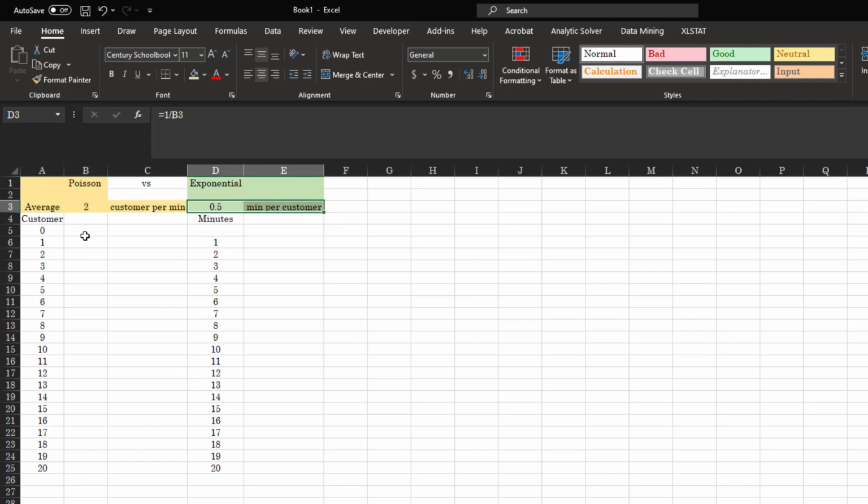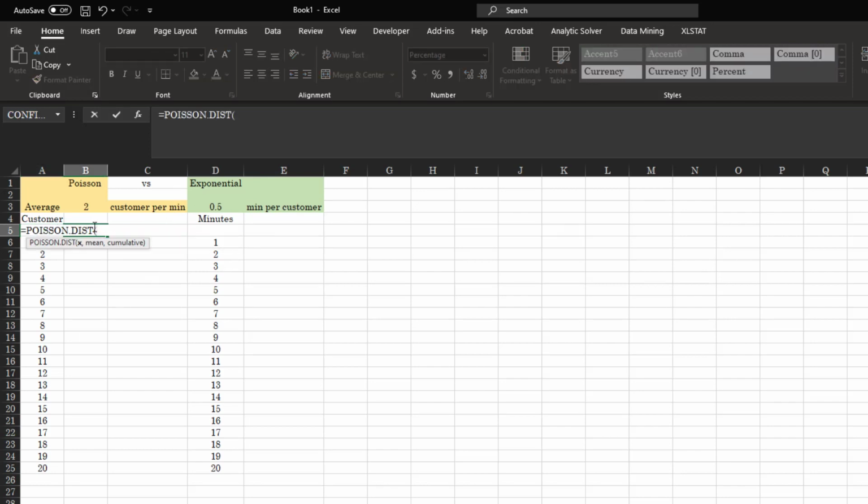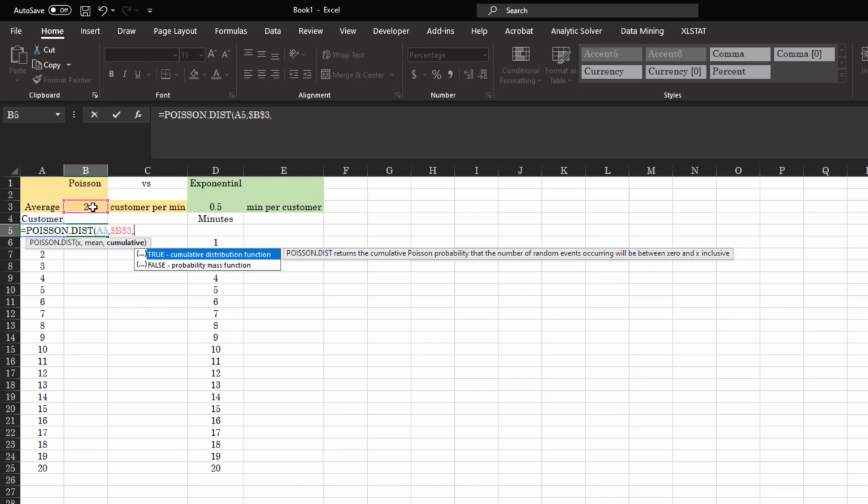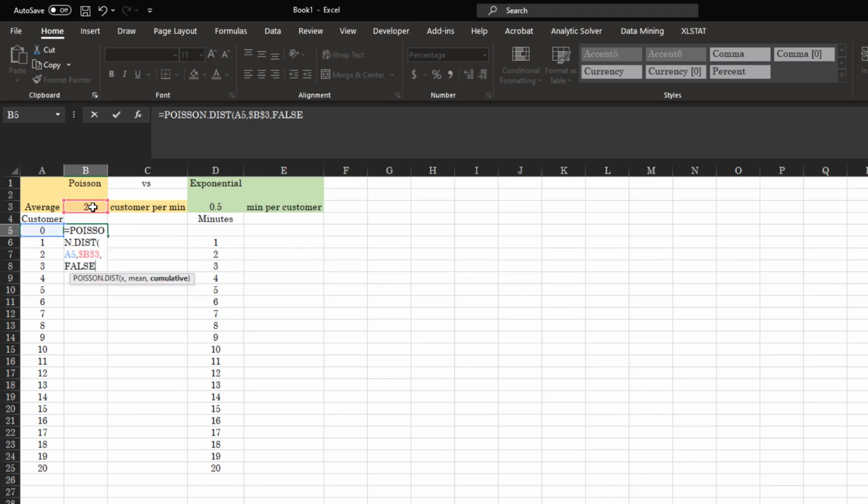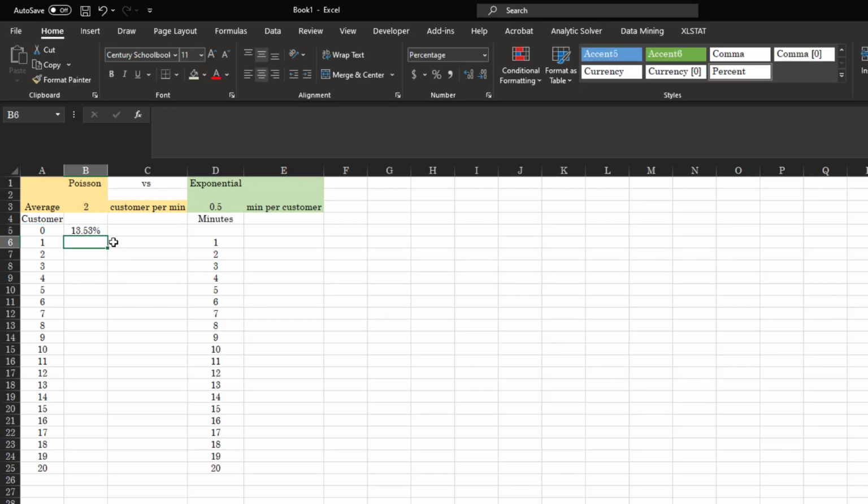The question you ask with Poisson distribution is, what's the probability that you're going to get 0 customers in the next 1 minute? So you're going to use Poisson distribution, 0 customers, select that. You can select the average here, that's F4, make sure it doesn't change, and put cumulative as false because we're looking at the probability you are going to get exactly 0 customers. So that comes to a 13.53% chance that in the next minute you don't have any customers. And now, because you put the dollar sign for B3, you can copy this down up to 20.